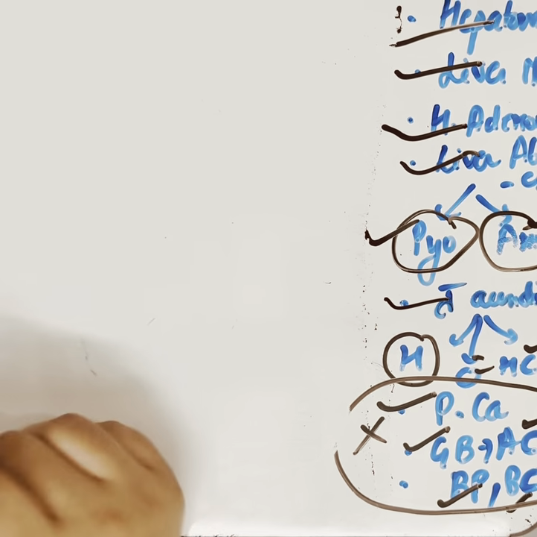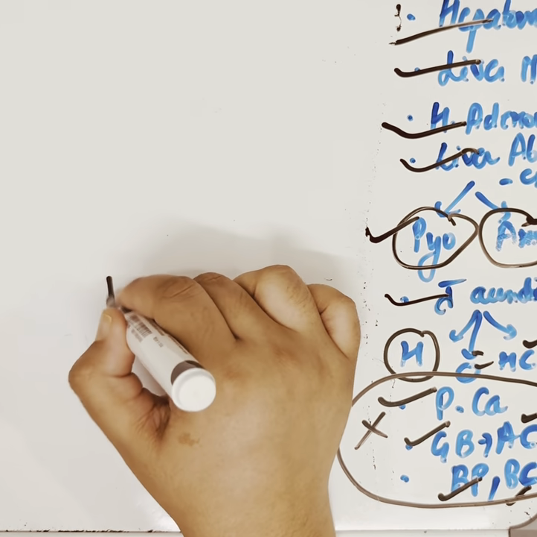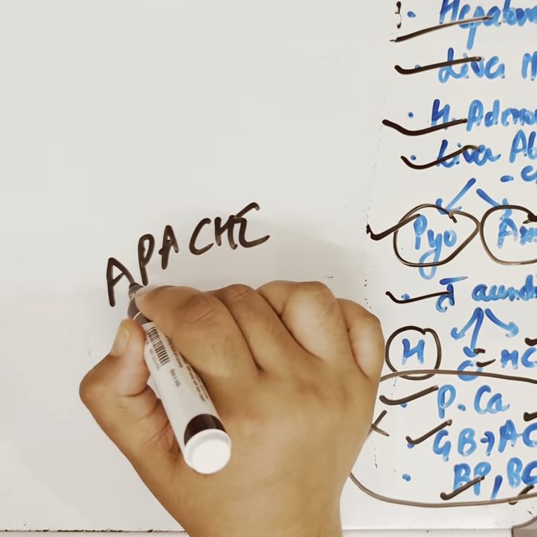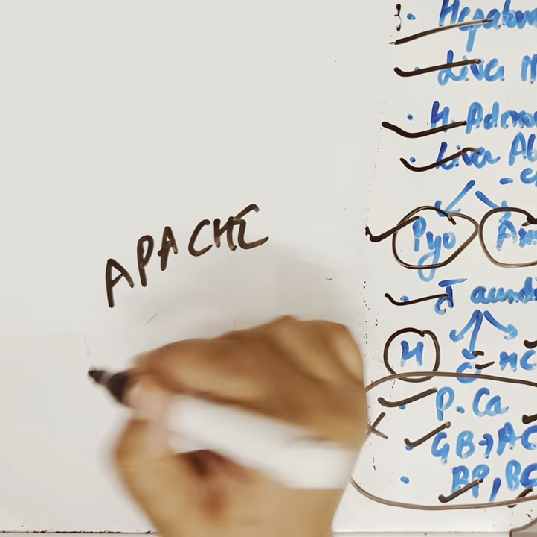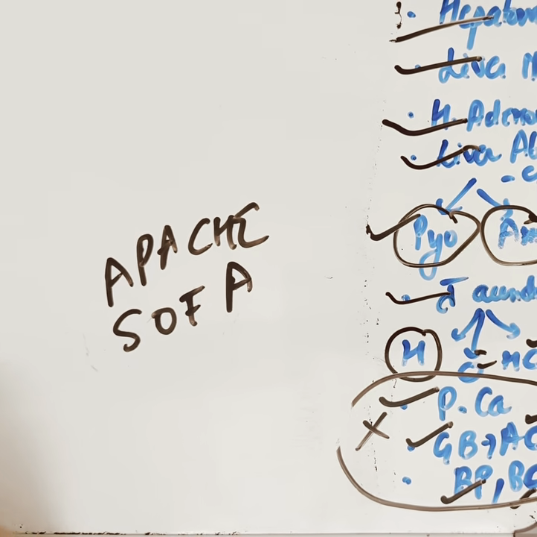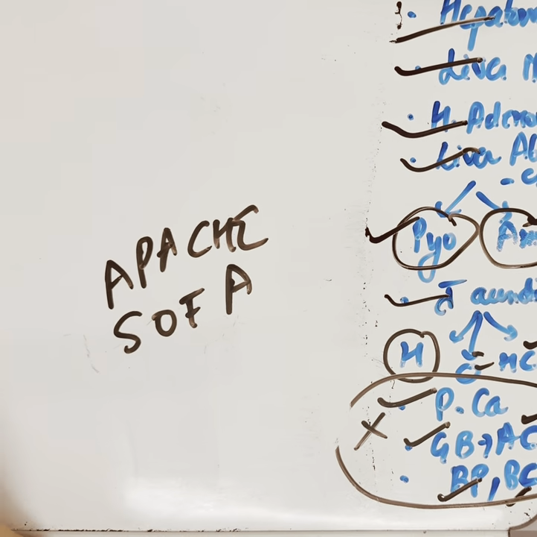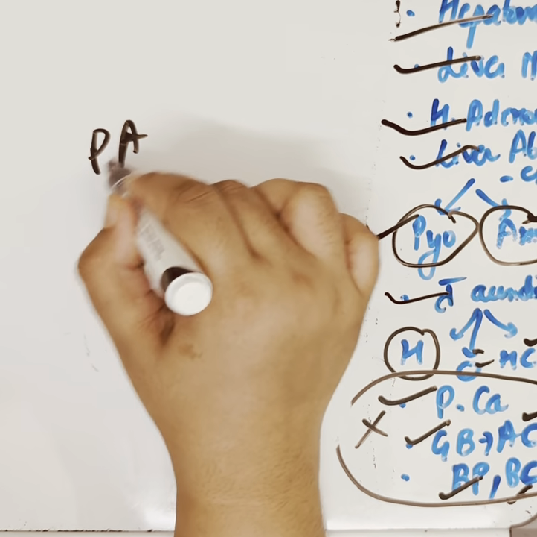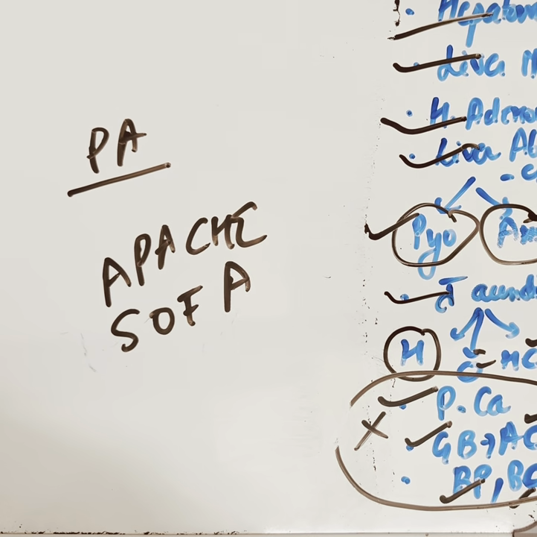So other scorings also include APACHE, that is Acute Physiological Assessment and Chronic Health Evaluation, or SOFA score, Sequential Organ Failure Assessment. But we usually go for Ranson. Now there is something called pancreatic abscess. So when will it happen? When there is suppurative pancreatitis.